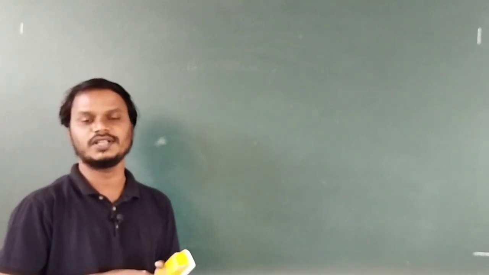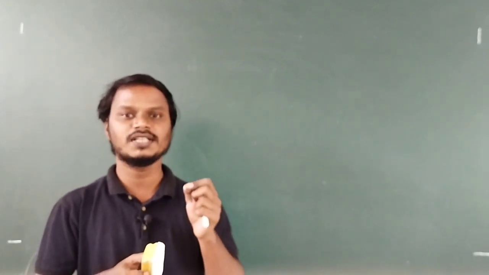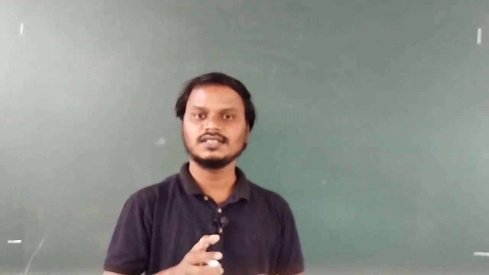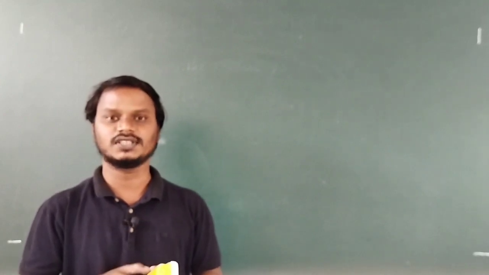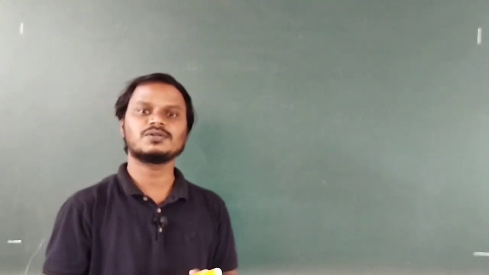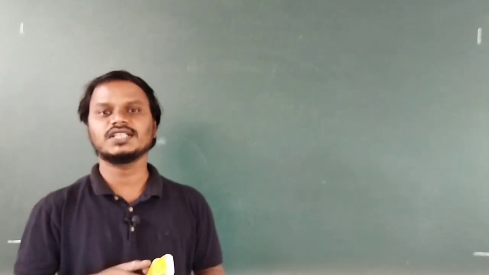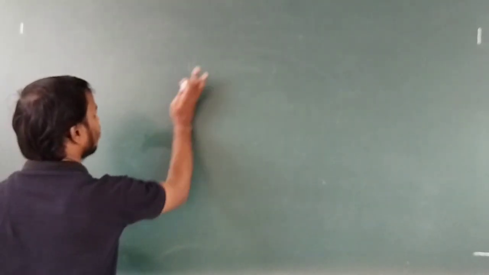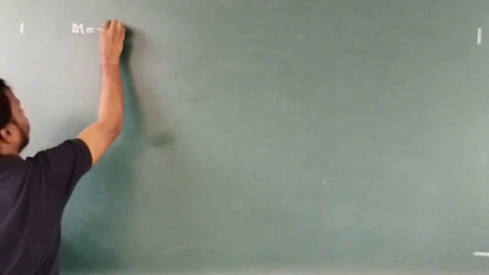This is the first point. What about the second point? The distance of the image from the plane mirror is equal to the distance of the object from the plane mirror. Then the third point is the height of the image is equal to the height of the object, which means the size of the image is equal to the size of the object. Then the fourth point, the magnification produced by a plane mirror is +1. So M is equal to +1.